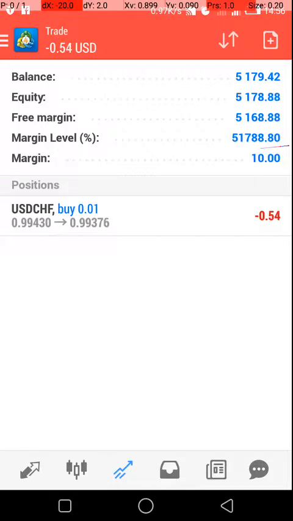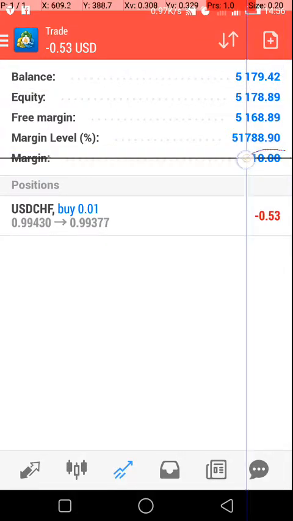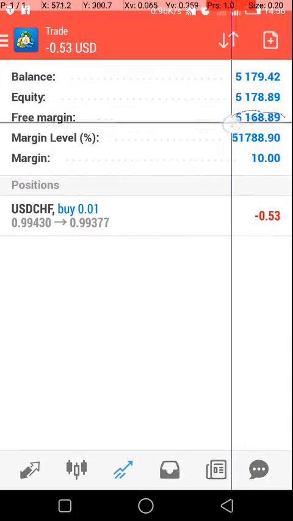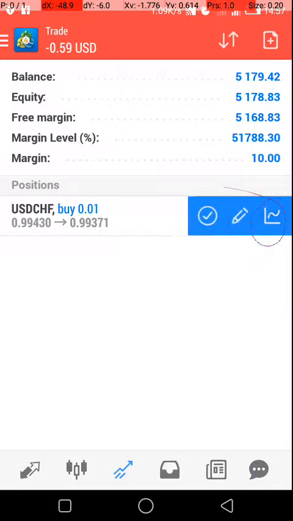So if you take equity minus margin, you get free margin. Now this is the amount I can trade with. Sorry, is it really balance? No, it's equity. It's equity actually. Yes, equity. They have to take into consideration these items here.